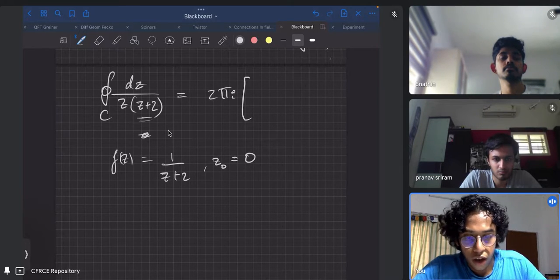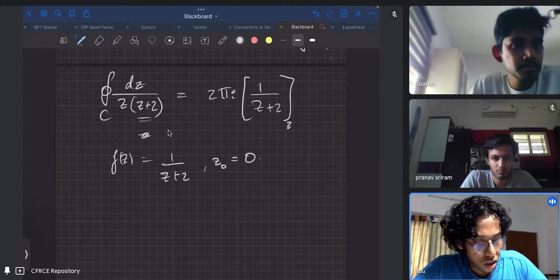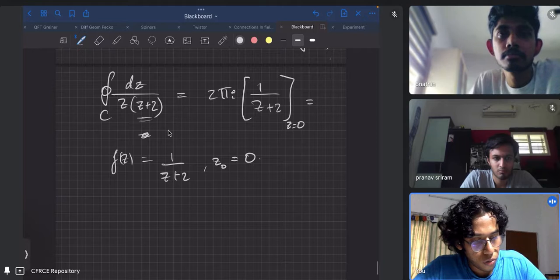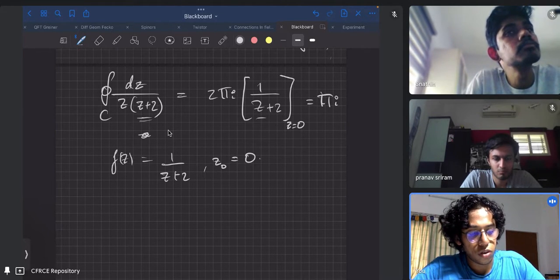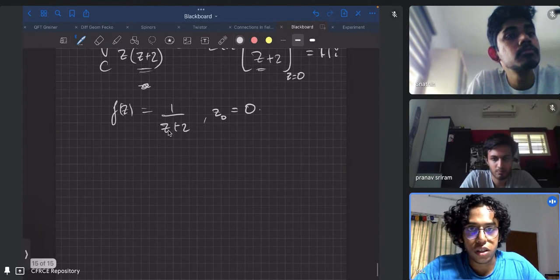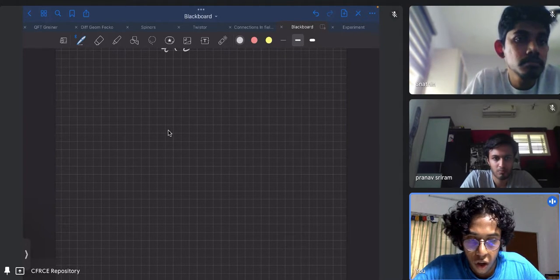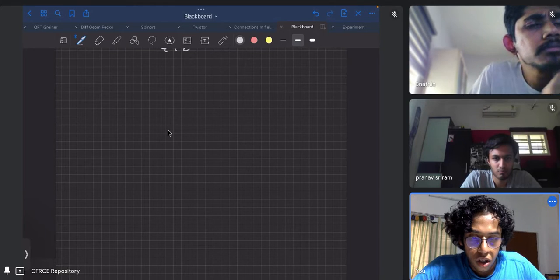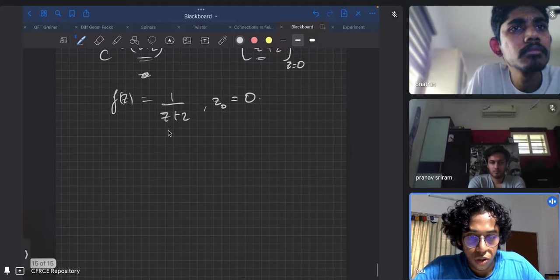So you have basically 1 by z plus 2 at z equal to 0, which is equal to pi I. So you're evaluating at z equal to 0 and then you have 2 pi I. So the 2 gets cancelled out and you have pi I. So you can just go through this example.